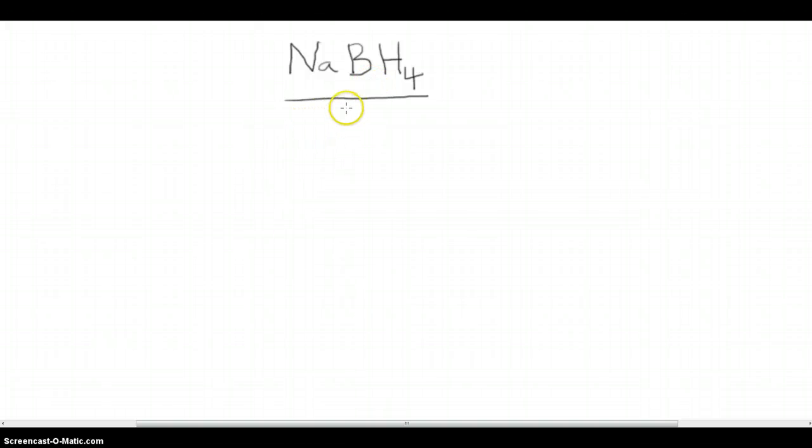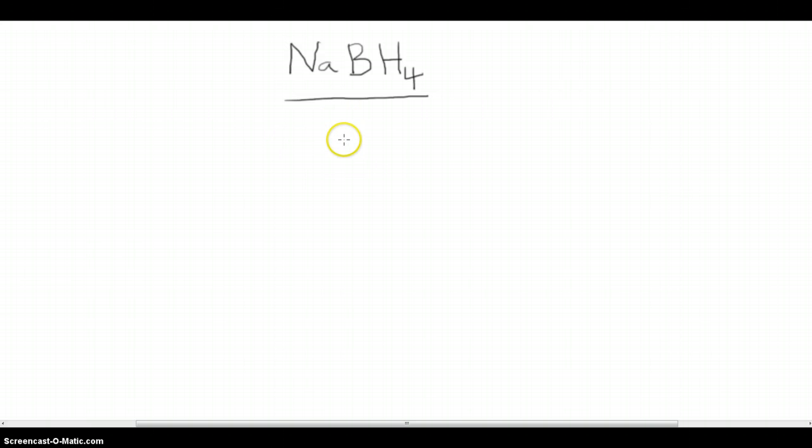What we're going to do is first draw the Lewis structure for borohydride, just like we draw any other Lewis structure. And then we'll put that in square brackets because it is an ion, and outside of that we will show the sodium cation, and that is the best we can do for a Lewis structure for an ionic compound such as sodium borohydride.